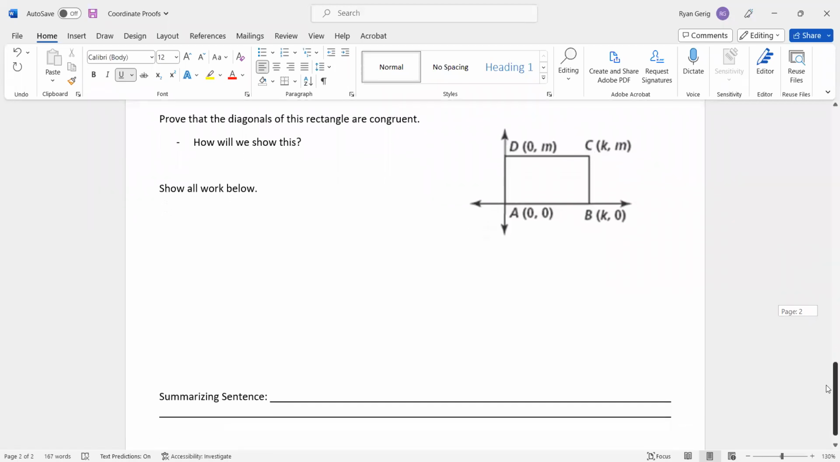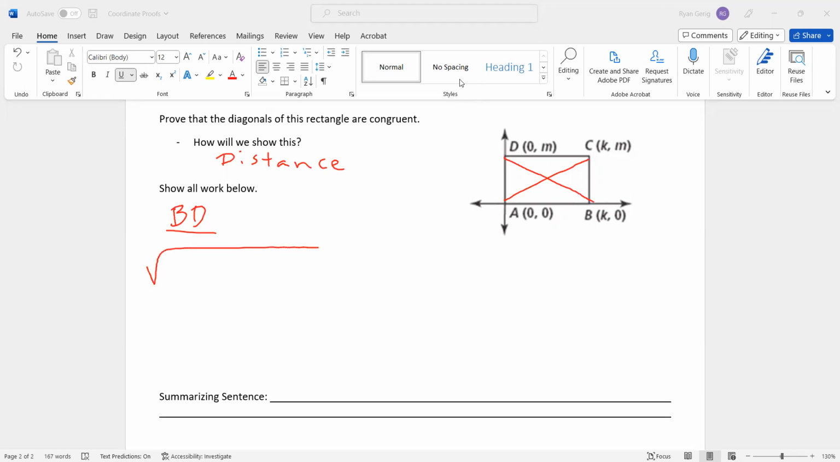Prove that the diagonals of this rectangle are congruent. So how am I going to do this? Well, the diagonals being congruent means they have the same length. So how do we show length? Use the distance formula. And how many times are we going to have to do it? In this one, we're going to have to do it twice. Let's say I wanted to show something was a rhombus. I would have to show all four sides of the same length. I would have to do the distance formula 4 times. All right, so this one only twice. Let's do BD first. You could have done AC, it doesn't matter.